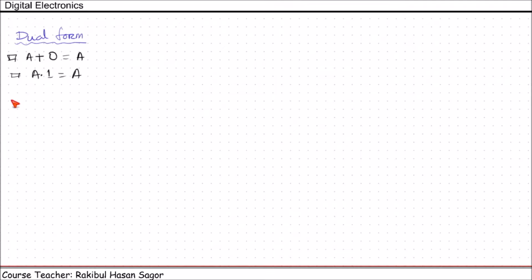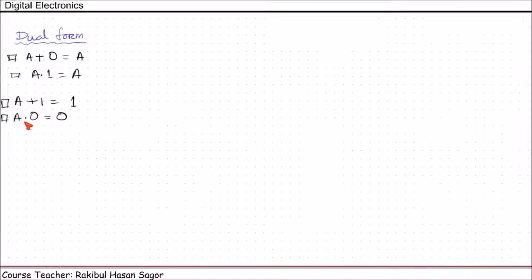Again, using duality theorem or dual form, if we know a plus 1 is equal to 1, then this is one of the expressions. Then if we use the dual form, a will remain the same, plus will be converted to dot, 1 will be converted to 0, so a dot 0 equals 0. So if this expression is true, then this expression is also true. We can get this expression from the upper expression using duality theorem.